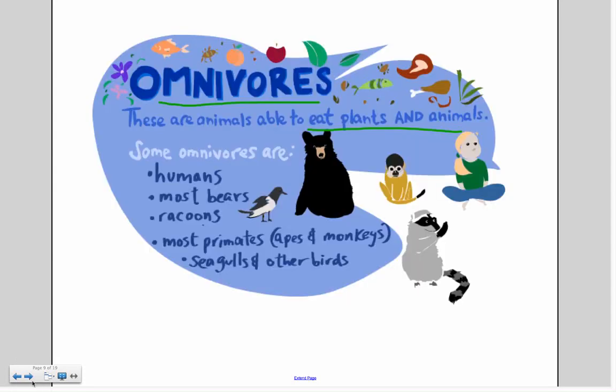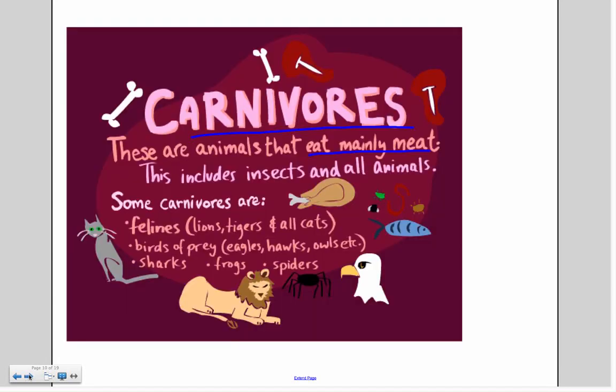Omnivores eat both plants and animals. These would be most humans, bears, raccoons, some primates, and Miss Carter's dogs because they like to eat vegetables and meats. Carnivores eat mainly meat. Sometimes there's a vegetable that gets stuck on whatever they're eating, and so it happens.